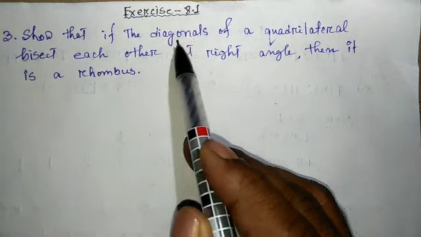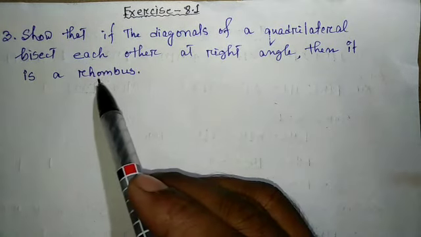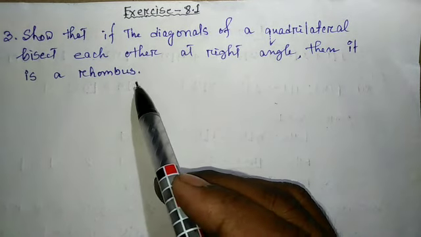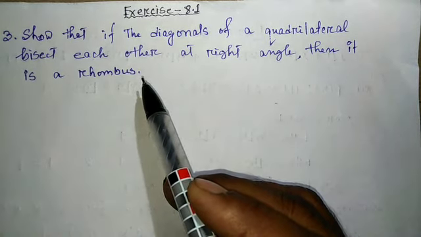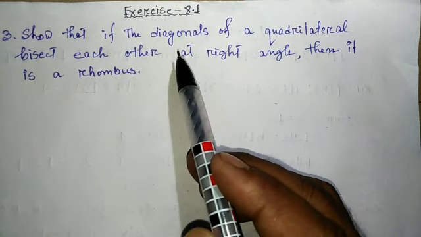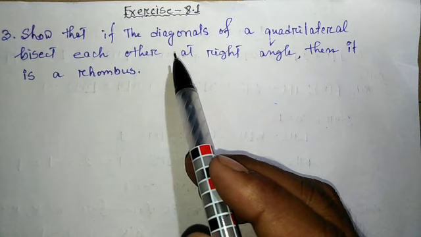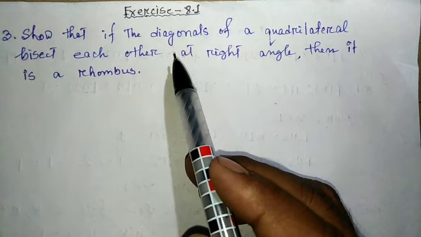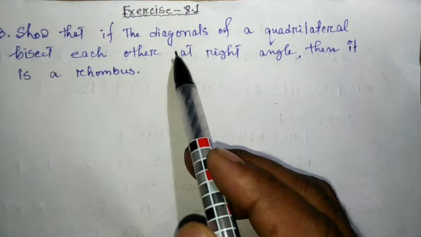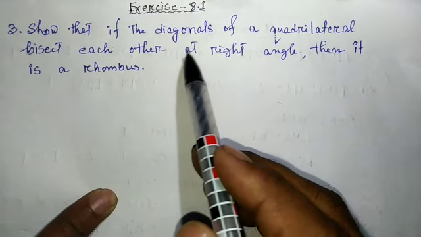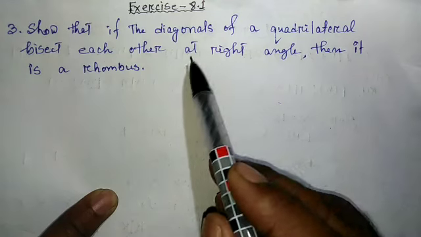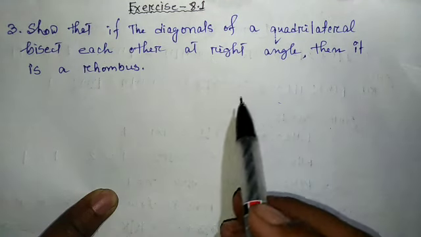Show that if the diagonals of a quadrilateral bisect each other at right angle, then it is a rhombus. That means when the diagonals of a quadrilateral bisect each other at right angles, then that quadrilateral is a rhombus. We need to prove that. We already know that diagonals of a rhombus bisect each other at right angle. Now we have to prove it geometrically.